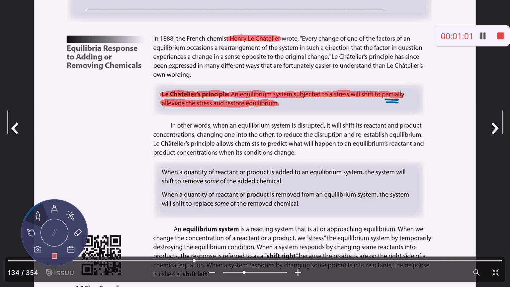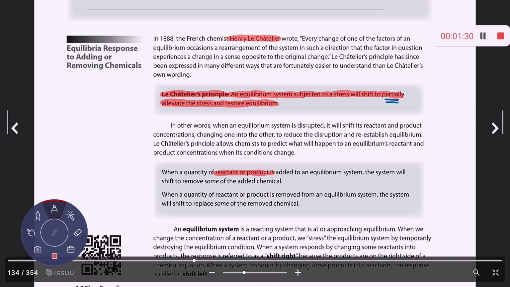I'm going to underline the word partially because we will never completely alleviate the stress that we have caused. So that means the concentrations of reactants or products that change, whichever one I change, it will never go back to where it was originally. Okay, it may get close, but it won't quite get there. So what I'm going to do is I'm going to add things and I'm going to take them away, and you're going to see what happens.